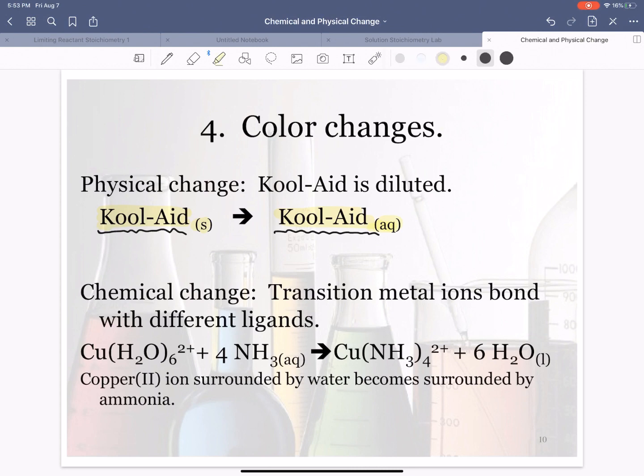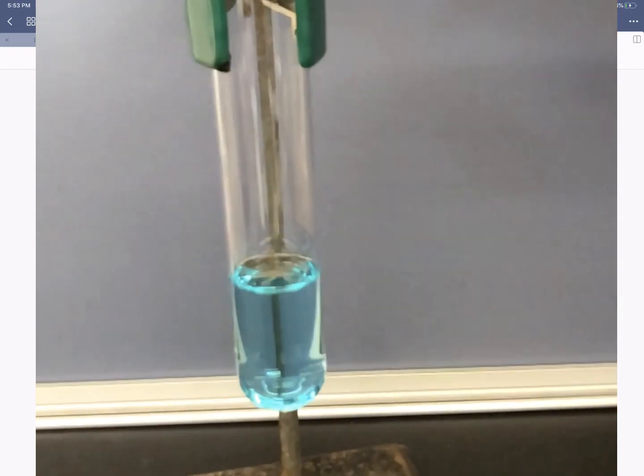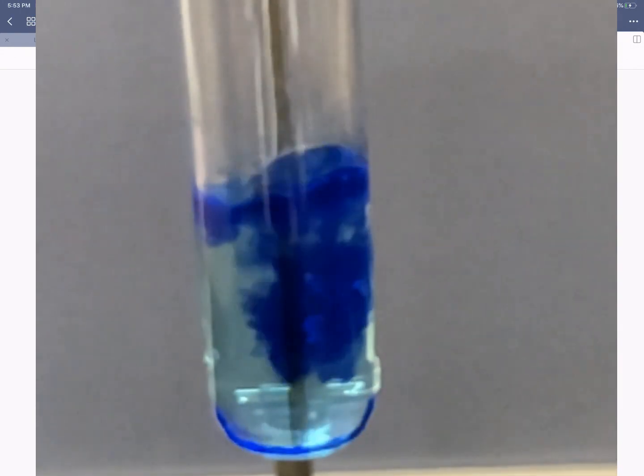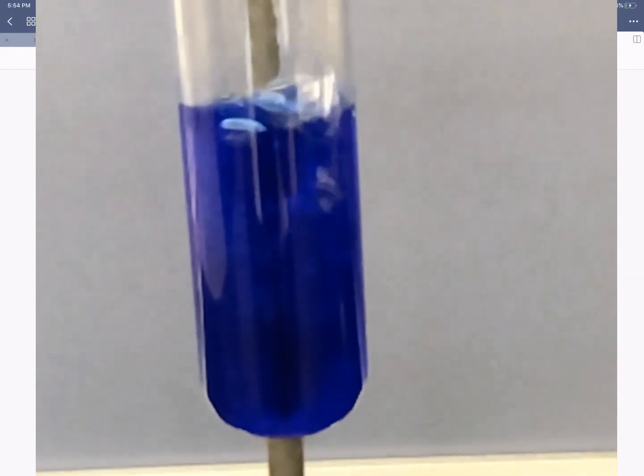But it is possible to put copper 2 ion in water and add aqueous ammonia, and what was a sort of cyan-colored copper 2 blue before becomes a deep royal blue after, a different color blue. That's evidence of a chemical change.